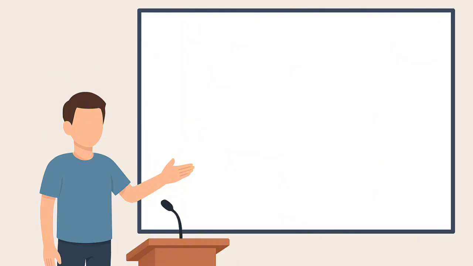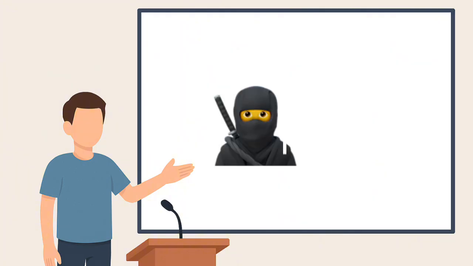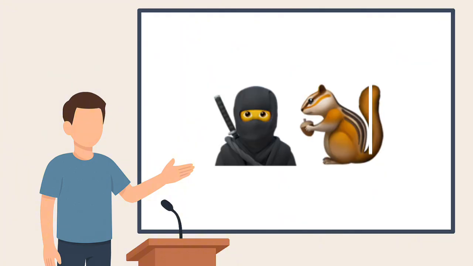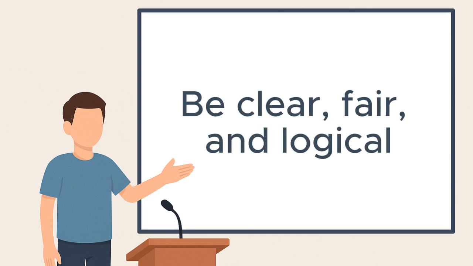examples. The goal isn't to be sneaky or overly narrow. This can actually lead to a common mistake called squirreling, which there will be a video on soon, but rather it is to make sure both teams are debating the same thing. A good definition is clear, fair, and logical.